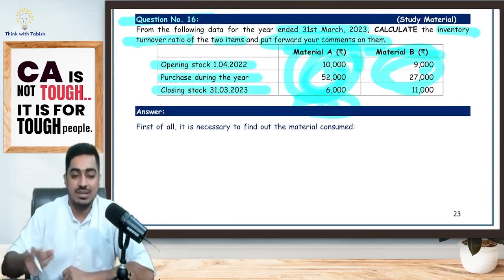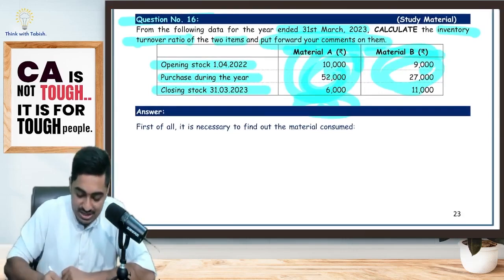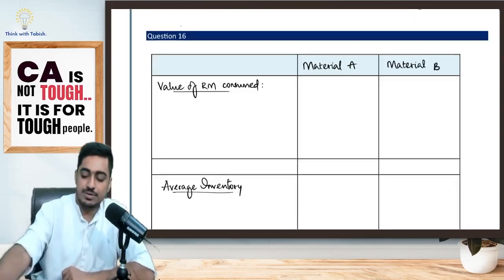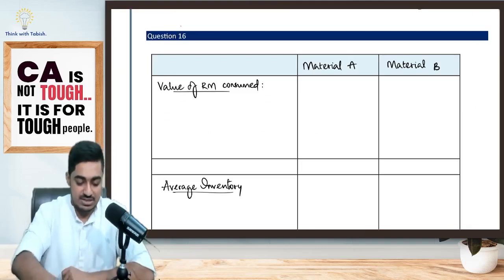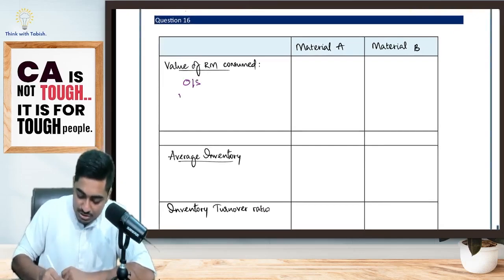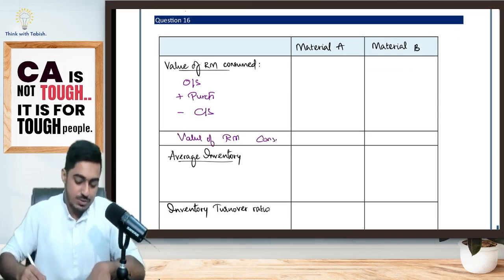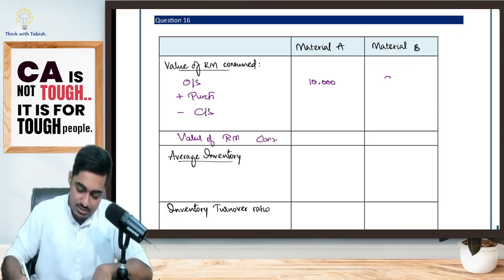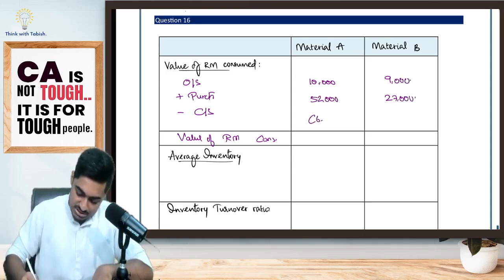Based on that, I will give a comment also. We will respect the question and solve the question, as simple as that. Perfect. A question like this can come for 5 marks in the examination. So look at this. Value of raw material consumed: how do I calculate it? Opening stock plus purchases minus closing stock gives me the value of raw material consumed. Tell me what is opening stock. It is 10,000 and 9,000. Purchase is 52,000 and 27,000. Closing stock is 6,000 and 11,000.